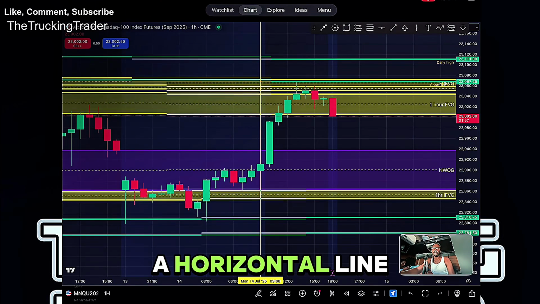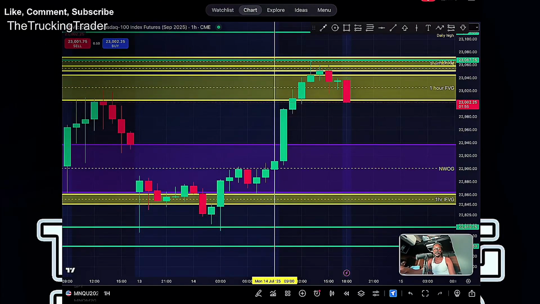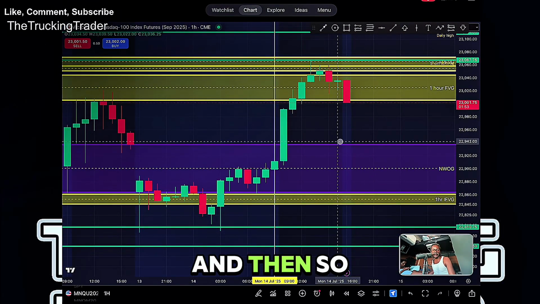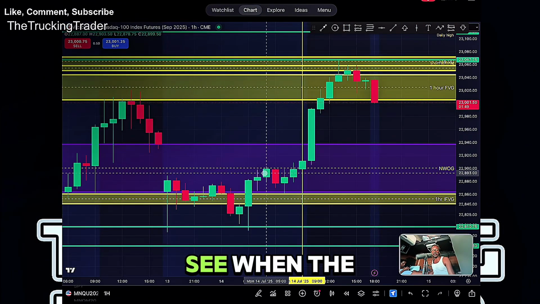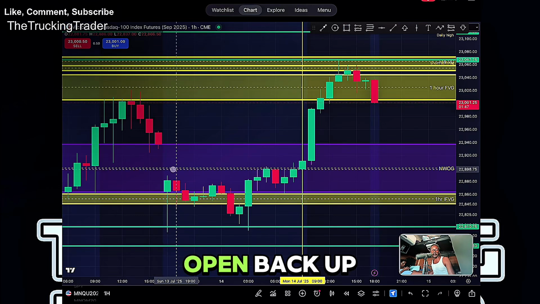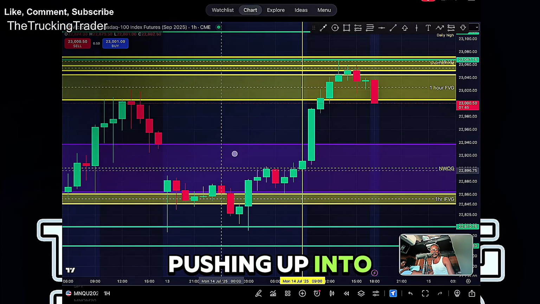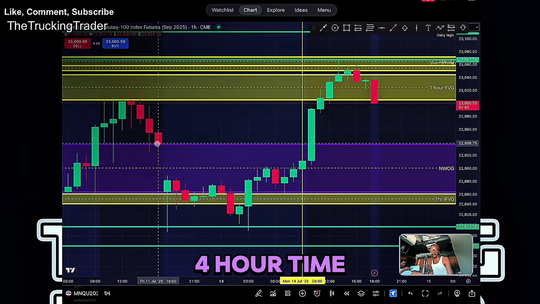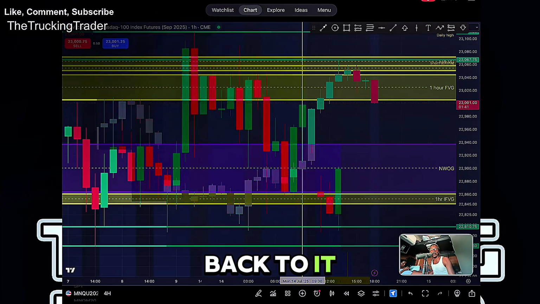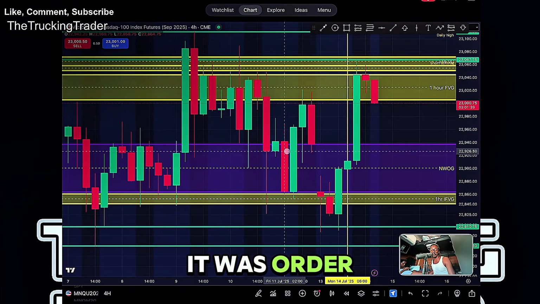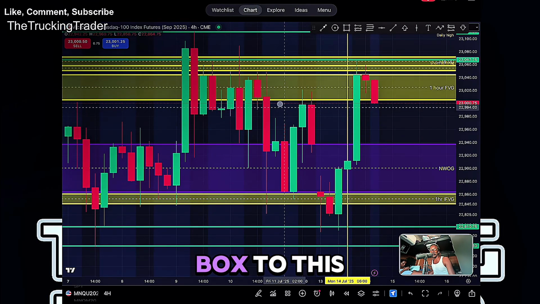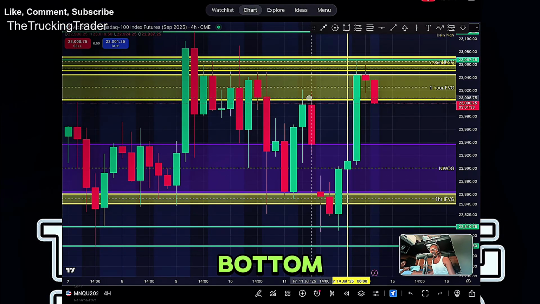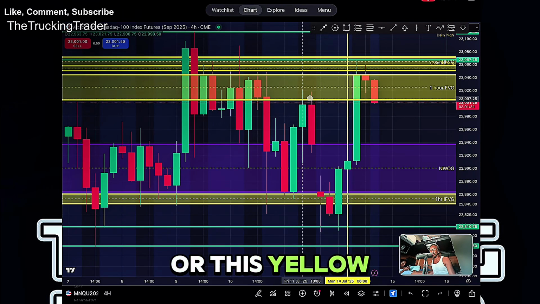All right, let's put a horizontal line on the 9 a.m. candle. And then, so you guys can see, when the market started to open back up, we were pushing up into that order block that was up here on a 4-hour time frame. Let me go back to it so you guys can see. See, it was an order block. It's about from this lower purple box to this bottom or this yellow box right here, right?